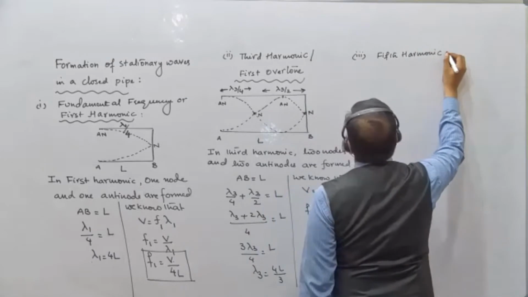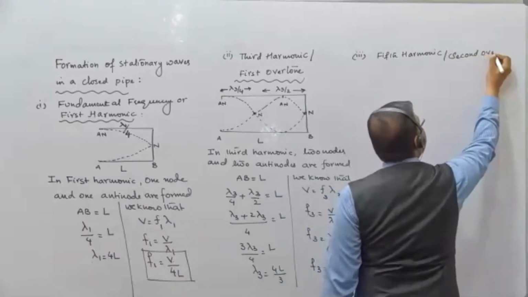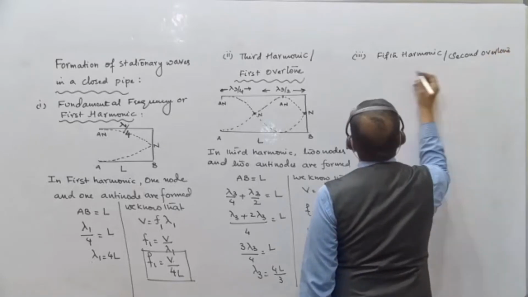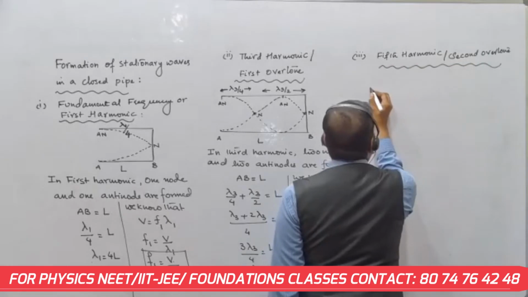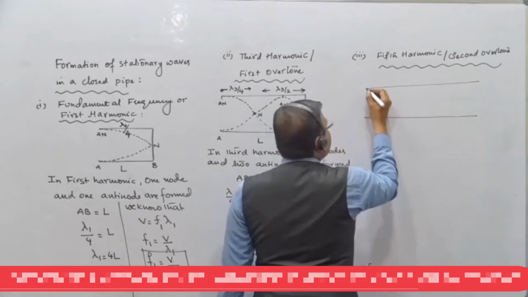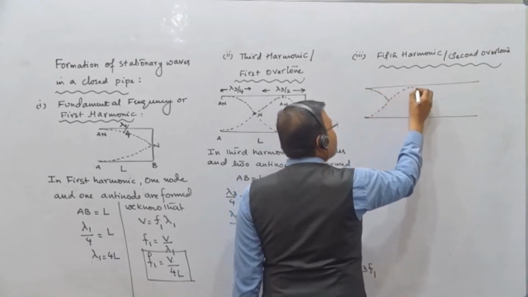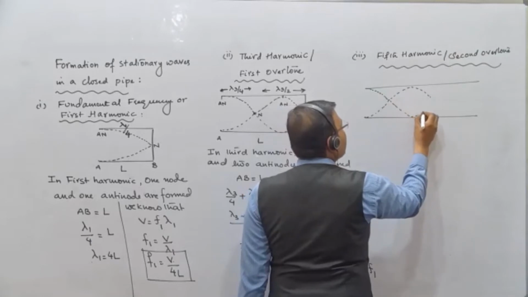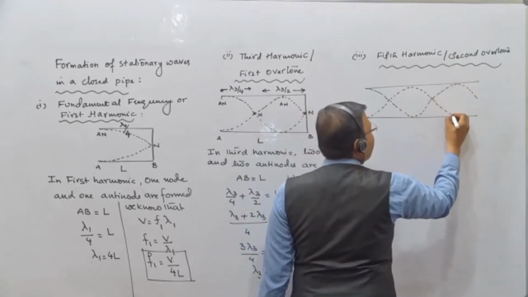And this is also called the second overtone. So the possible diagram for this, we can draw. This is the first situation, which we have already completed, and this is the second situation. This is also completed. Now the third one, we need to go with like this.